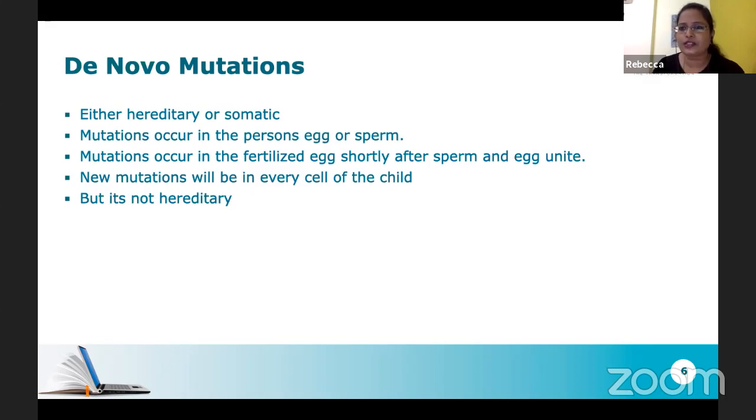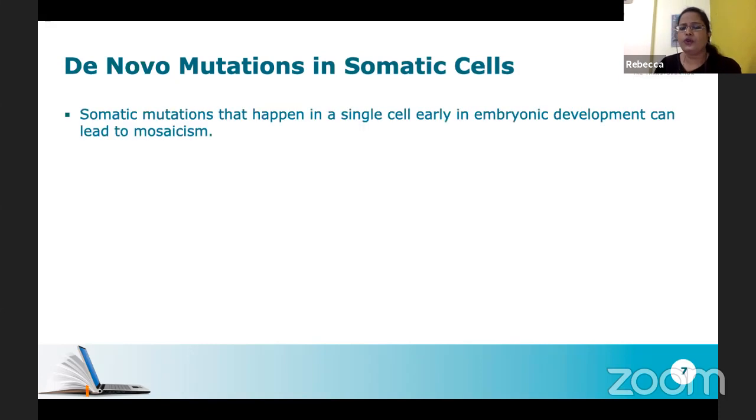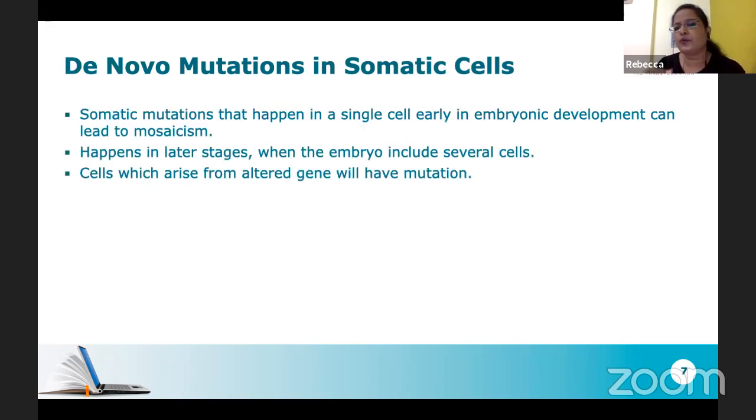It cannot be transcribed because only after the egg and the sperm unite do these de novo mutations occur. So, how do de novo mutations occur in somatic cells? We have seen that in germline cells, the egg and the sperm unite. The moment they unite, a strong mutation occurs that is called a de novo mutation in a germline cell.